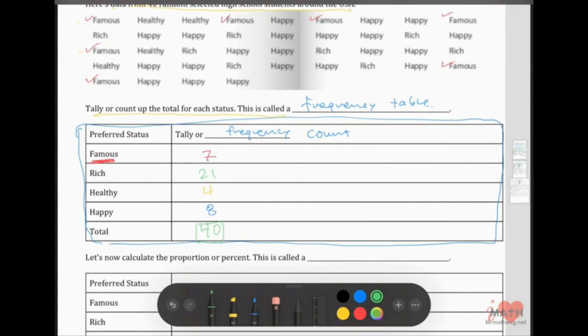All right, what happens when I now want to calculate a proportion or percent? Let me write another word over here. Proportion, percent, you get those from fractions, right? This never goes away. Fractions. So when I turn the numbers above into a fraction, this is called a relative frequency.